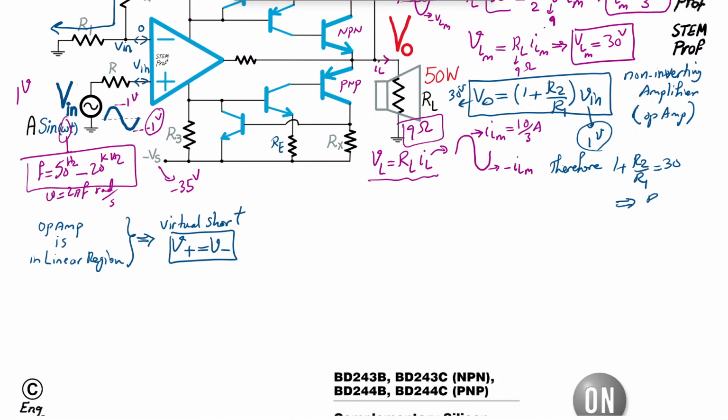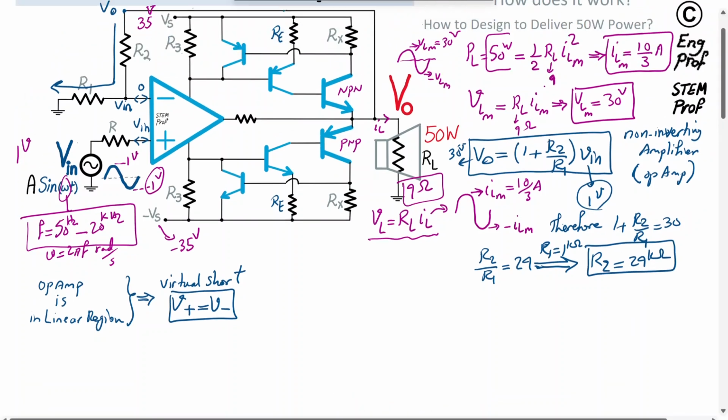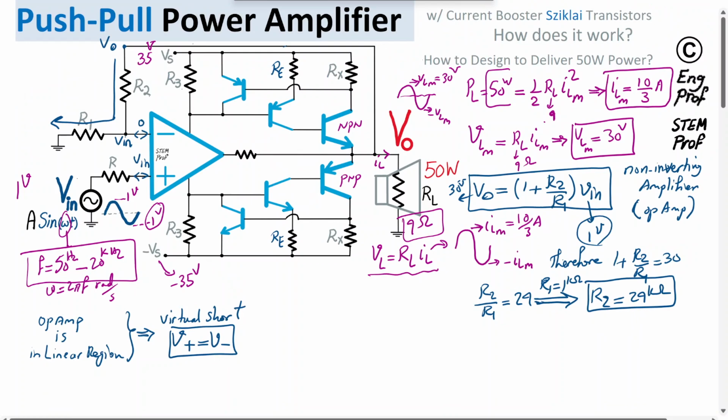Let me write it here. R2 over R1 is 29. If, for instance, we select R1 to be 1 kilo ohm, I'm not saying it's the best choice, I'm just saying as an example, then R2 will be 29 kilo ohm. Okay, so we found potentially good values for R1 and R2.